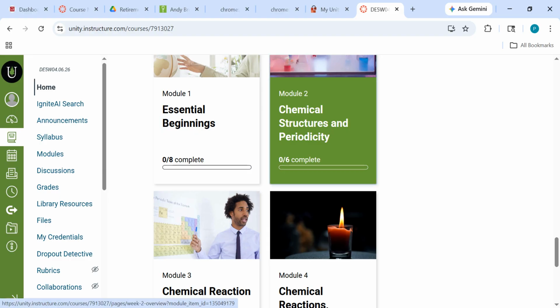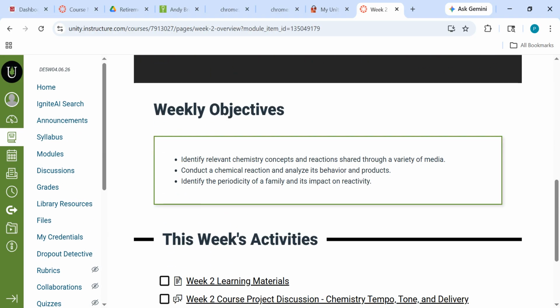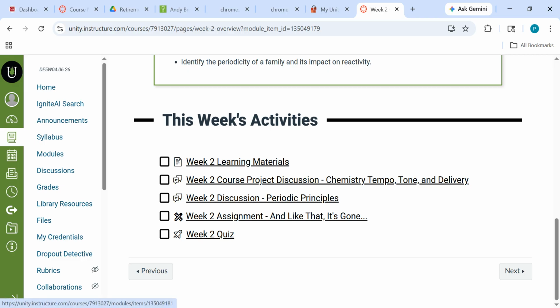Here we talk about chemical structure and periodicity. Again, learning material is always on top. The discussion here: the first posting is due on Wednesday, midnight Pacific, 3 a.m. Eastern time. The discussion here, and then the assignment here, and then again the quiz there. Again, be sure to submit your work on time. If there's anything that you need clarification on, let me know. If I have the answer, I will make sure to answer right away. If not, I'll seek the answer from the administration, or I'll guide you into talking to somebody who will have the answer to your question.